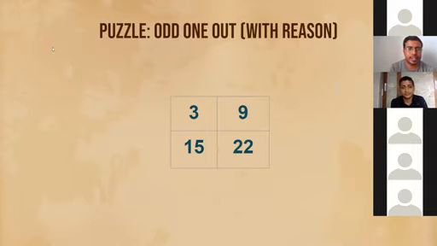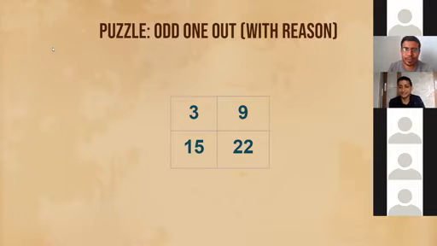Okay, quickly for this. Which one is odd one out among 3, 9, 15, and 22? 22, with reason. Rakhi, can you give the reason? Okay, 22 because it is not divisible by 3. Interesting. Manjula is saying that. Yeah, I also thought 22. Okay, multiple of 3. Okay.